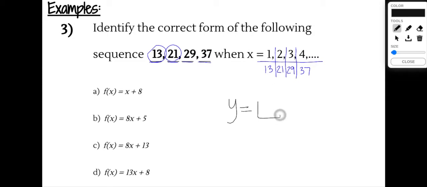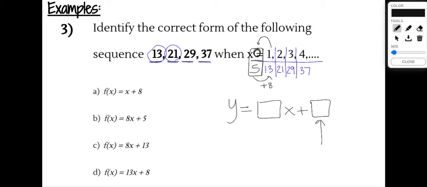So we got y equals mx plus b. Now, I need the y-intercept here, and I don't have it from the table. I actually have to go back to when x is 0 and figure out when x is 0, what is y. Okay, so if you look in the pattern, it's going up by 8. So that means I have to go backward 8. And if I go backward 8, this would be 5. So this right here is my y-intercept.